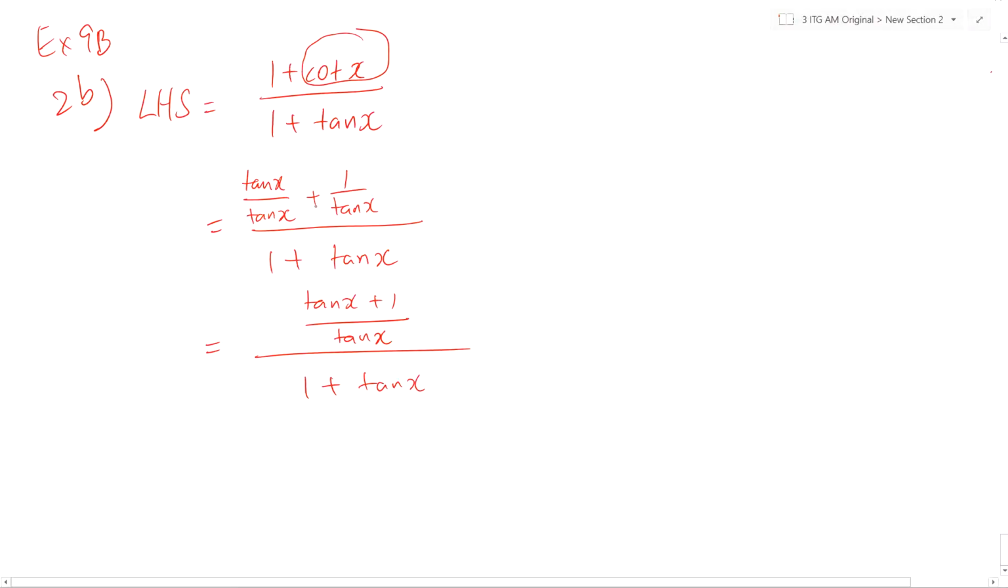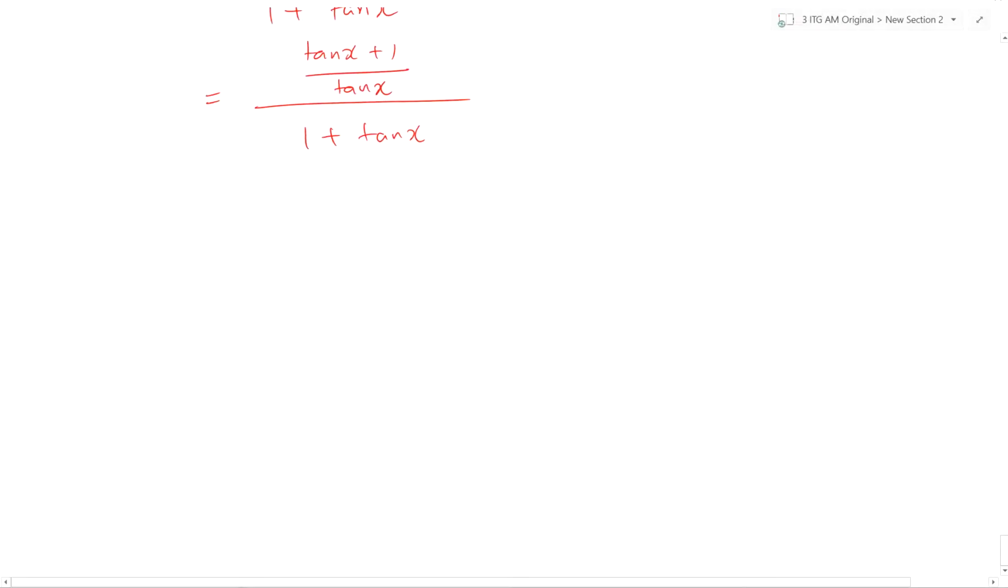Whatever method you use, you are trying to avoid having a fraction over a fraction, isn't it? This is how I recommend you do it. Tangent x plus 1 over tangent x, divided by 1 plus tangent x, of course with a bracket. Since it is dividing by a number, we change it to multiply by 1 over.